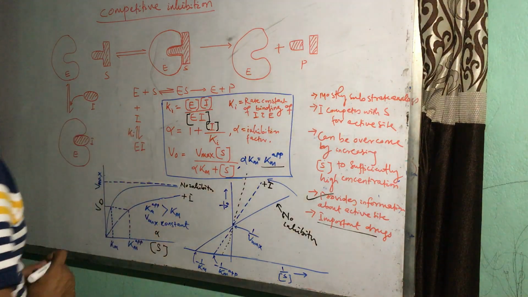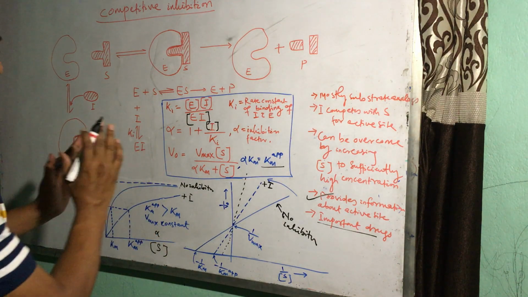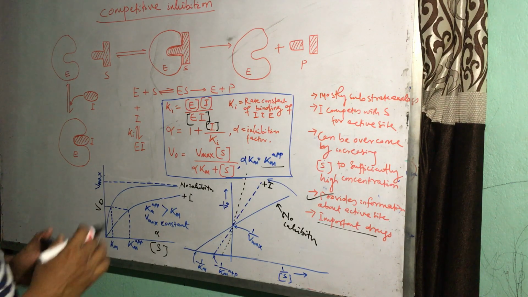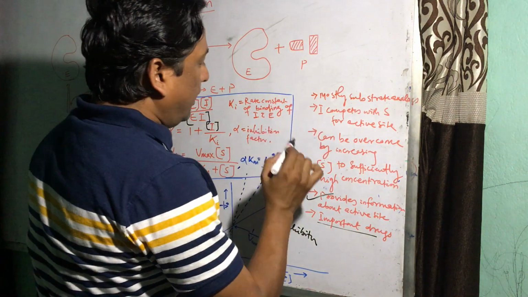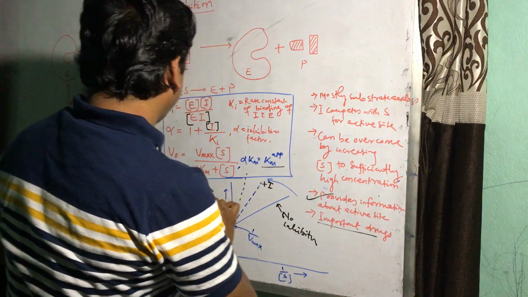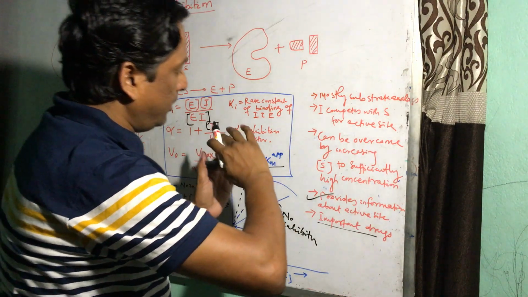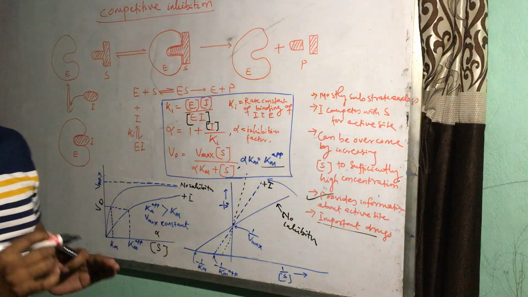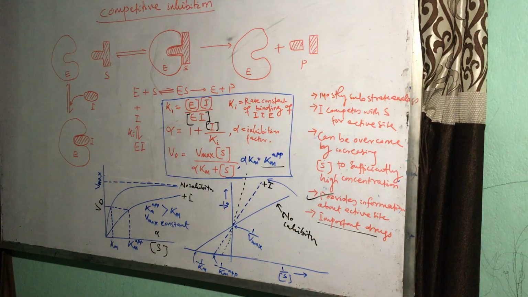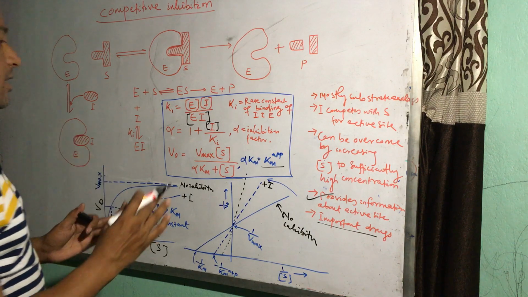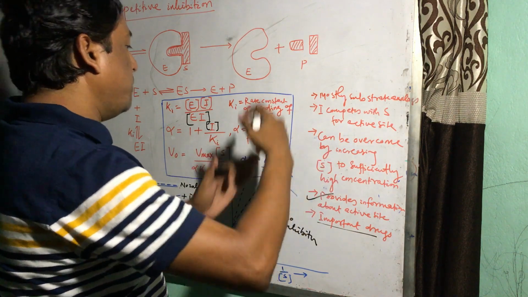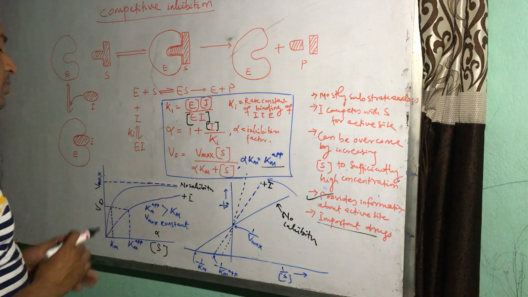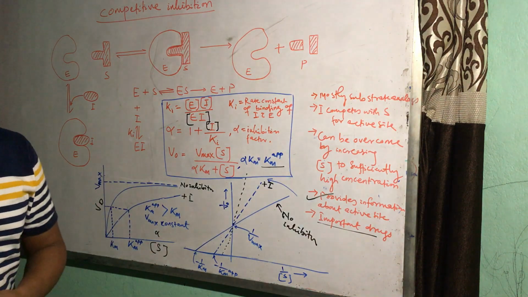And one very important thing to distinguish competitive inhibition from other types of inhibition is that it can be overcome. These inhibitors can be displaced by the substrate when its concentration becomes much higher. So by increasing the substrate concentration to a sufficiently high level, we can get rid of the action of the inhibitor. Okay.